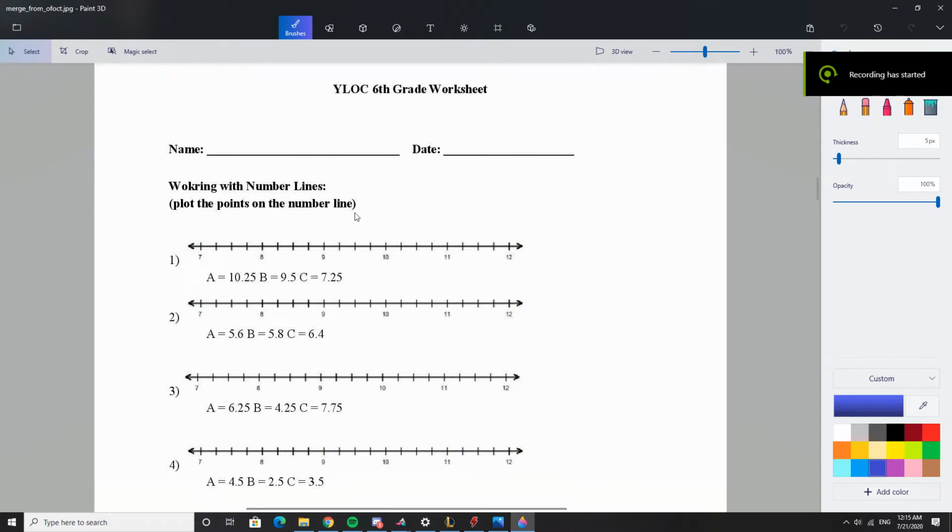Hey guys, so today we're going to be doing the working with number lines and other things for the 6th grade worksheet. And yeah, let's get to it.